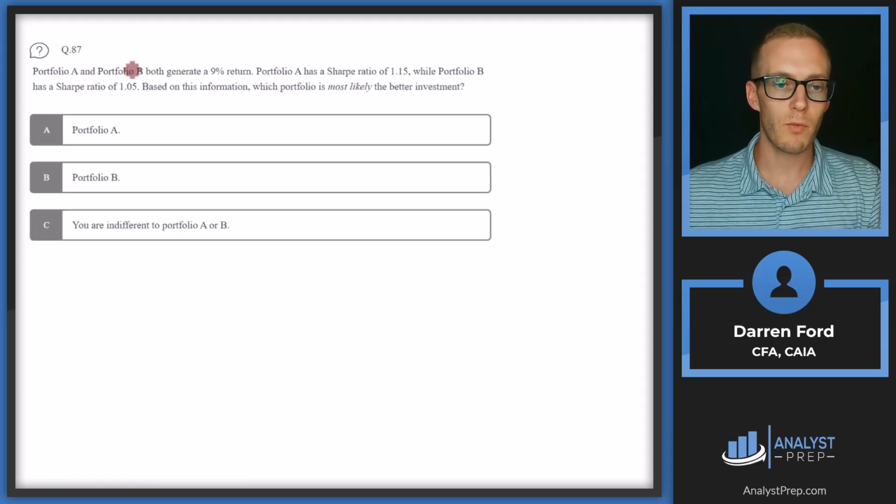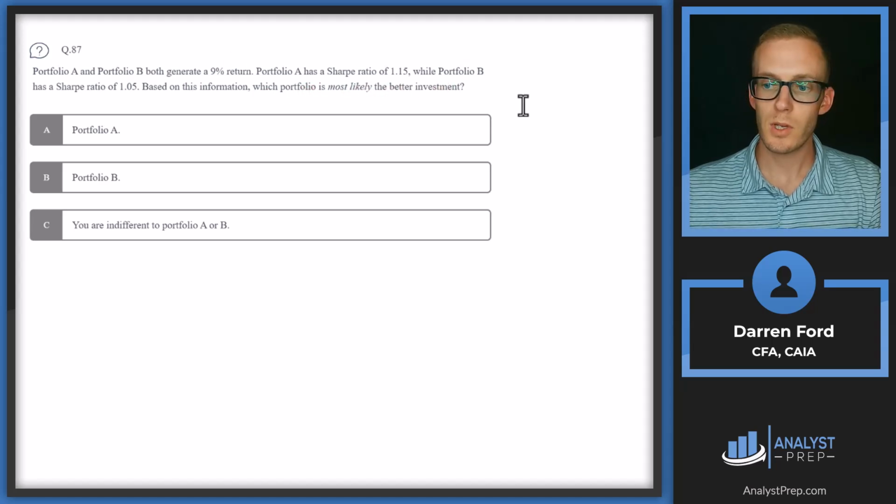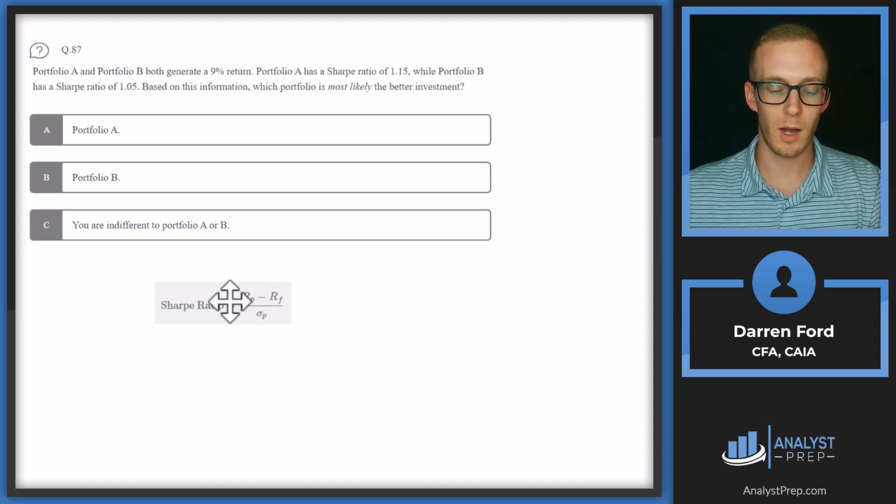Question 87. Portfolio A and Portfolio B generate a 9% return. Portfolio A has a Sharpe ratio of 1.15, while Portfolio B has a Sharpe ratio of 1.05. Based on this information, which portfolio is most likely the better investment? So if we look at that Sharpe ratio, the Sharpe ratio formula, it's return of the portfolio minus risk-free rate, so it's basically excess return, divided by the standard deviation.